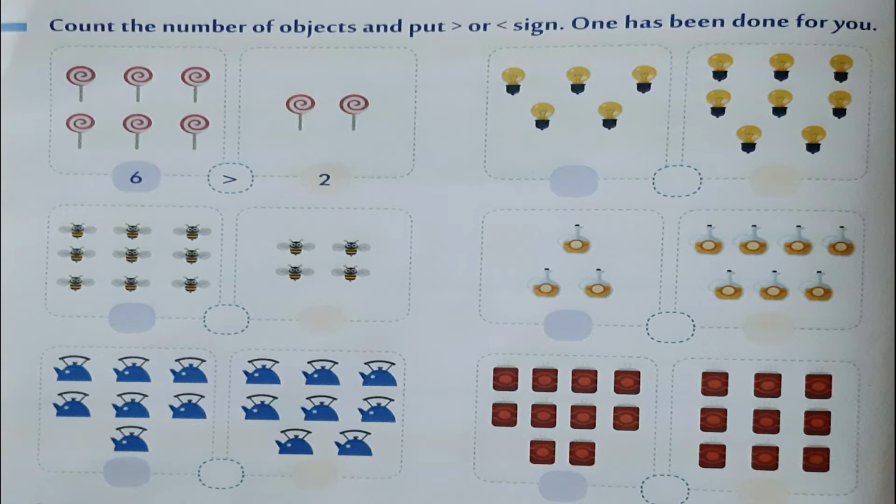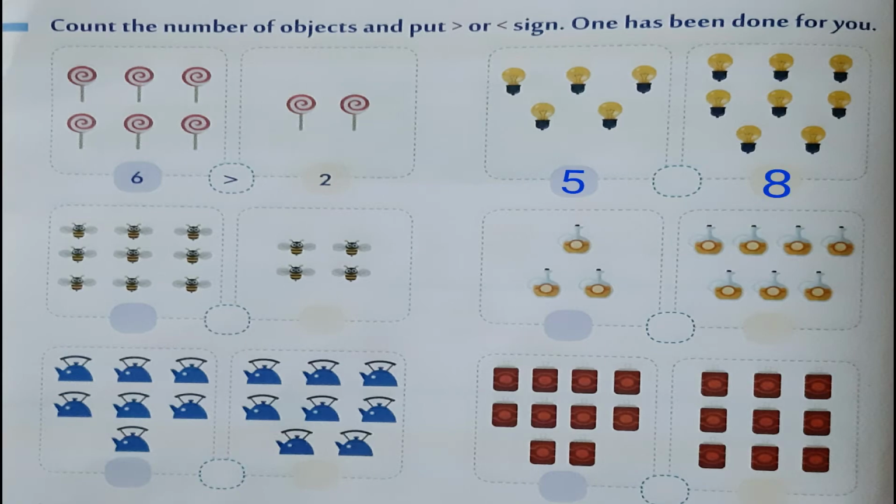What are there in this image? Yes, bulbs. There are 2 groups of bulbs. In the first group, how many bulbs are there? Count it, children. 1, 2, 3, 4, 5. 5 bulbs are there. So write there 5. And the next group, how many bulbs are there? 1, 2, 3, 4, 5, 6, 7, 8. 8 bulbs are there. So write here 8.